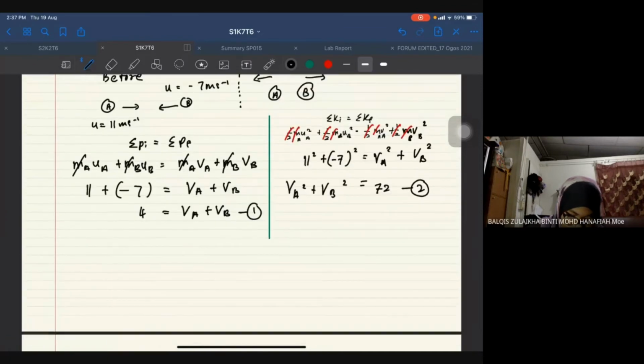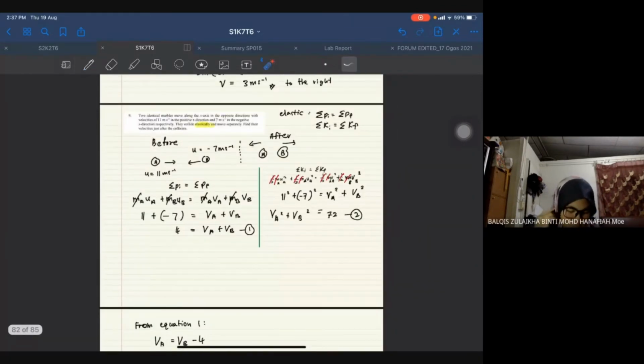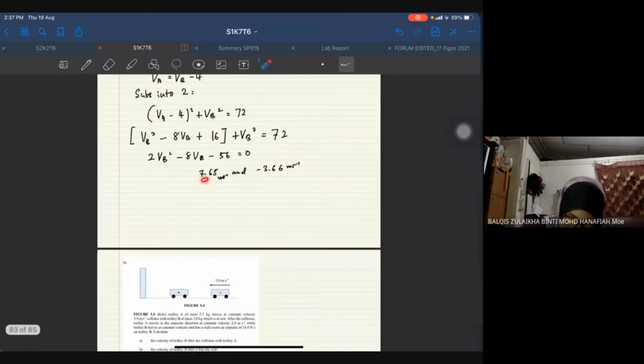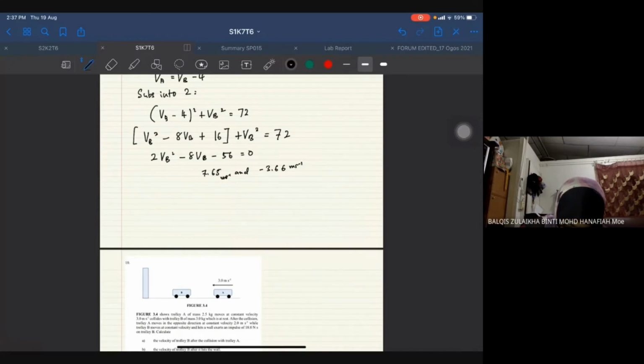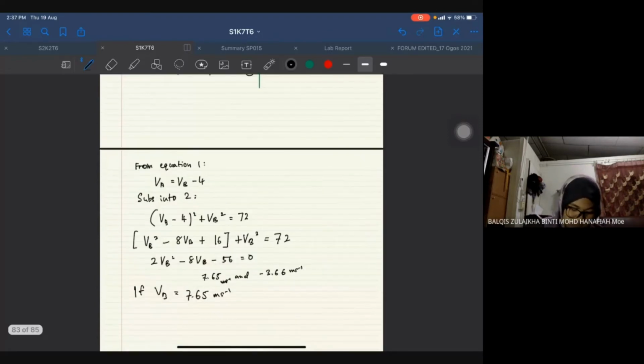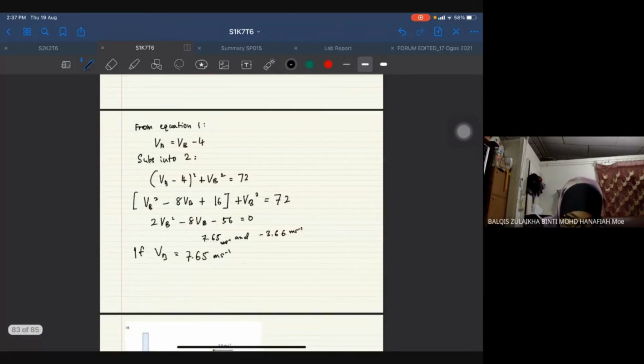Okay, so actually it has two velocities, one for each ball actually. So kalau kamu katakanlah kamu tak yakin nak ambil which one, you can try to calculate lah. What if VB is equals to 7.65? Okay, what if VB sama 7.65, then VA is equals to, okay, which is basically sama je dengan ni. Betul tak?